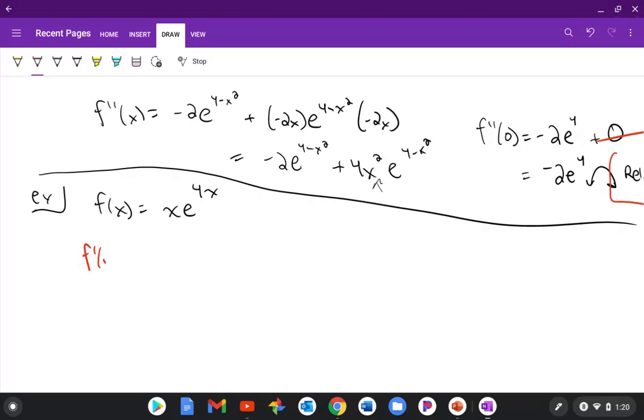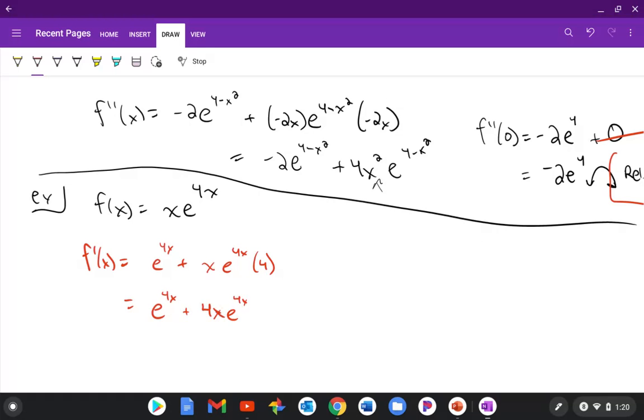So we got f prime of x. The product rule here is just going to be the x goes away, so it leaves you with just e to the 4x plus x e to the 4x times 4. So I'm going to rewrite this a little bit: e to the 4x plus 4x e to the 4x.